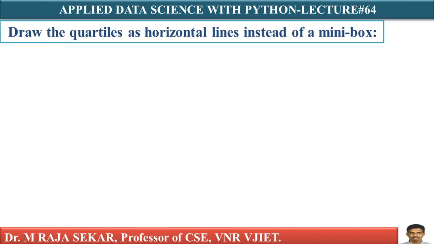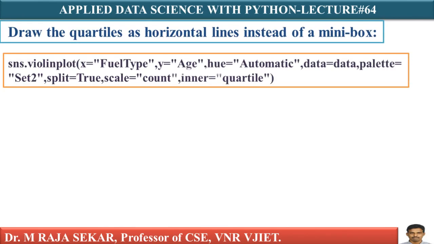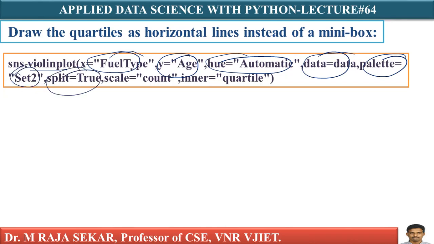Let me take one simple code. It is just like my previous code. Just see, sns.violinplot, x is fuel type, similar to the previous one. y equal to age, hue equal to automatic, data equal to data, palette equal to set2. I already discussed what set2 is. Split is true, we already discussed. Scale is count. This also I discussed in my previous slide.